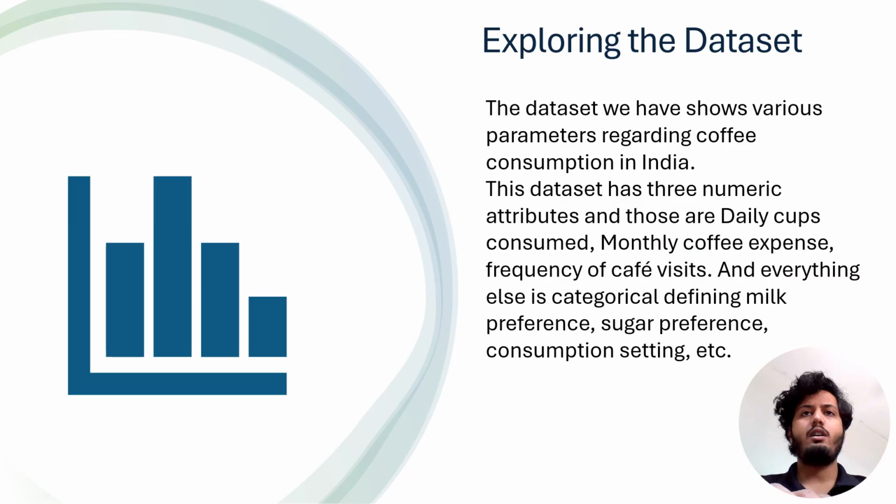Let's go on. This dataset shows various attributes regarding coffee consumption in India. It has three numeric attributes, and the others are categorical, which include milk preferences, sugar preferences, awareness of specialty coffees, and so on.